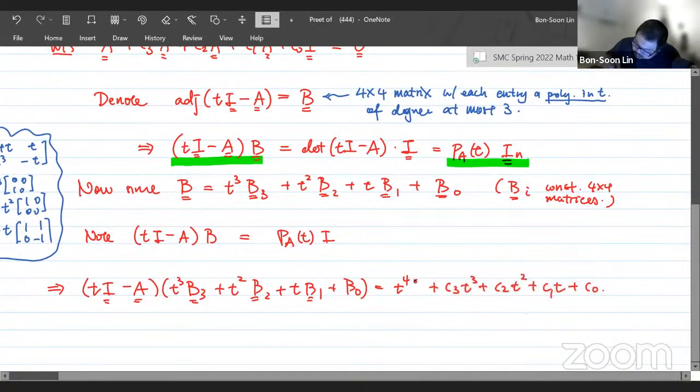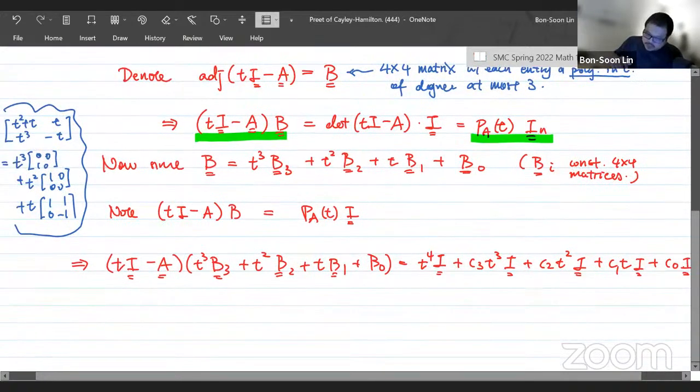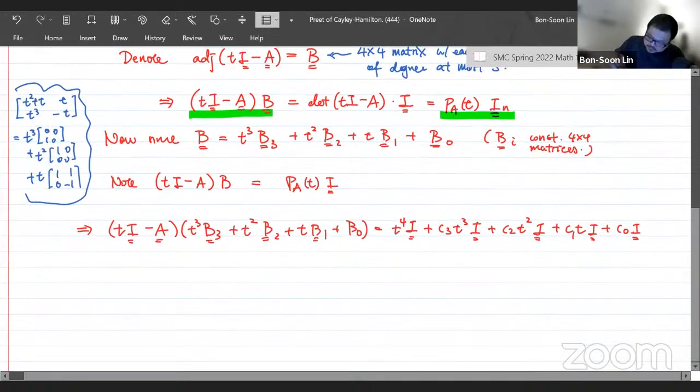times I. So this is T4 times I, right? And then C3T cubed times I plus C2T squared times I plus C1T times I, plus C0 times I. I should have just written this out much faster. This is the characteristic polynomial T times I, right? I just distributed everything. Okay, so now we have this new crazy thing.